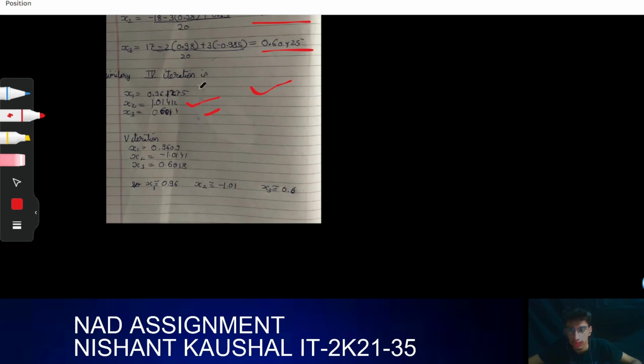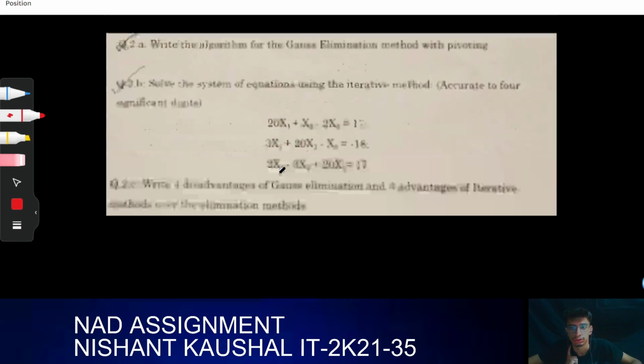So in this, we can see x1 as 0.96 because here it is getting 0.96 approximately. For x2, we can write it as minus 1.01, and for x3 we could write it as 0.60. So x1 will be 0.96, x2 equals minus 1.01, and x3 equals 0.6. So this will be our answer for question number 2b.